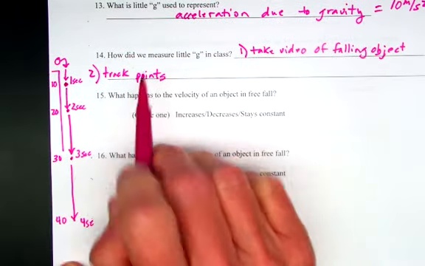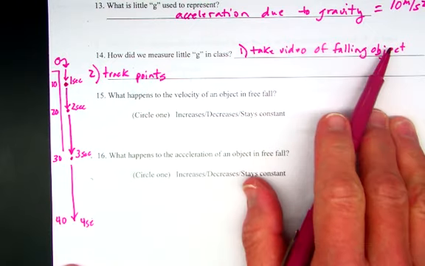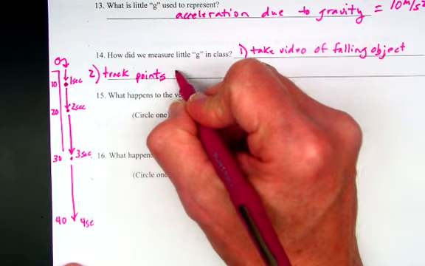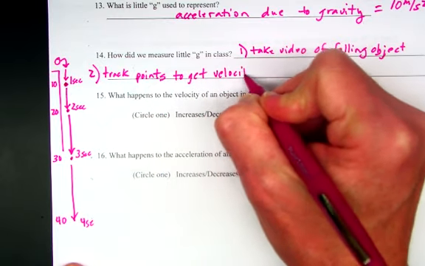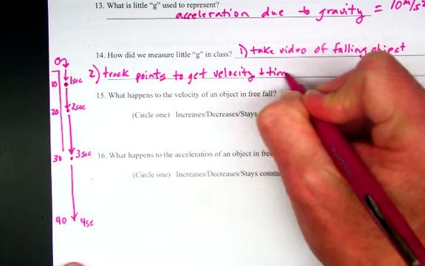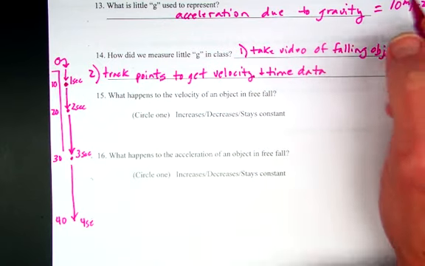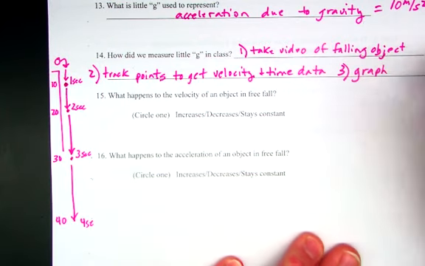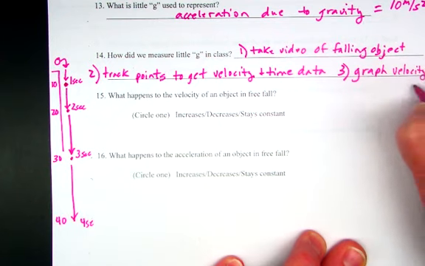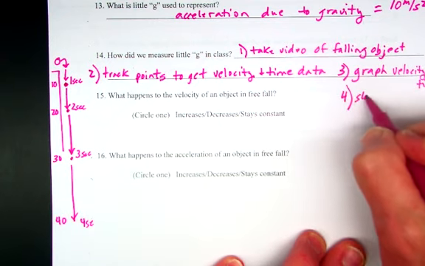So basically, how did we track little g in class? We took a video of the falling object. We tracked the points to get velocity and time data, and we then graphed it. We had the program do it for us, but you graph velocity versus time. And then after that, you're going to find the slope of the line.